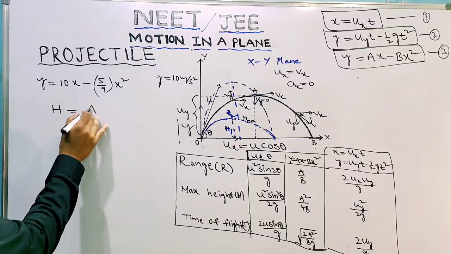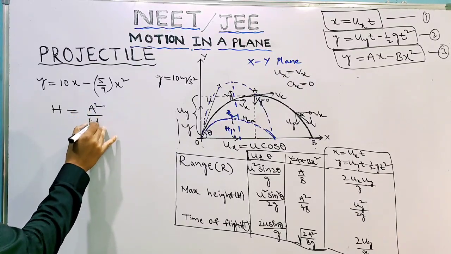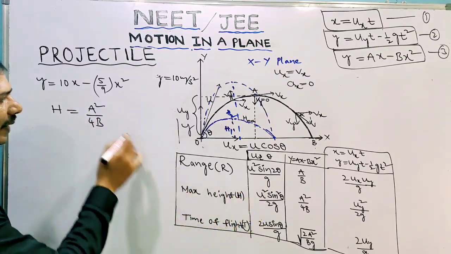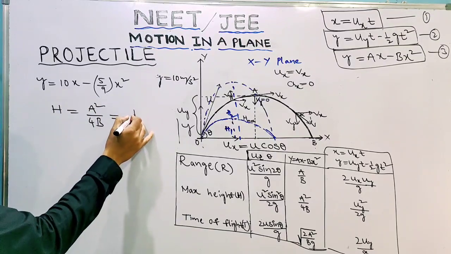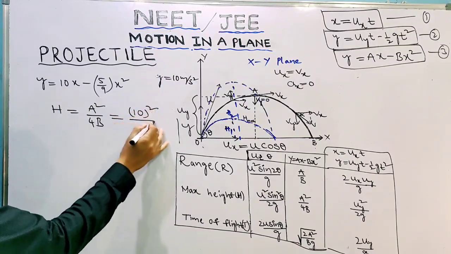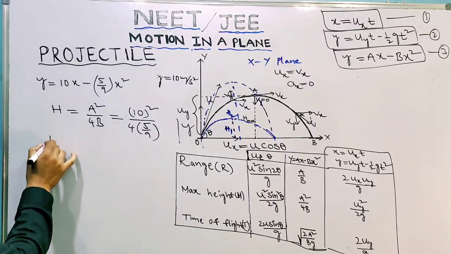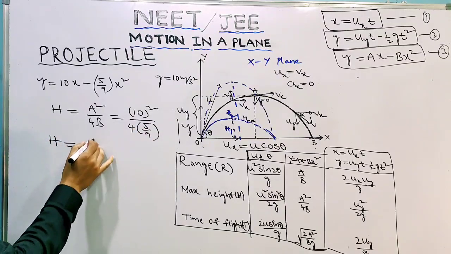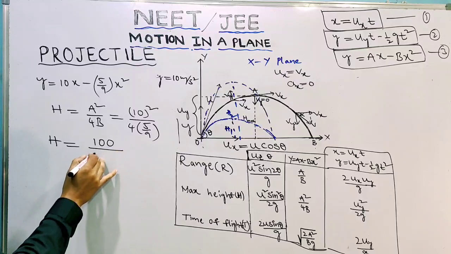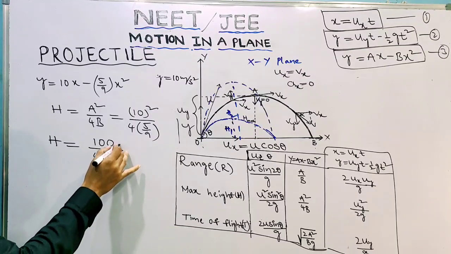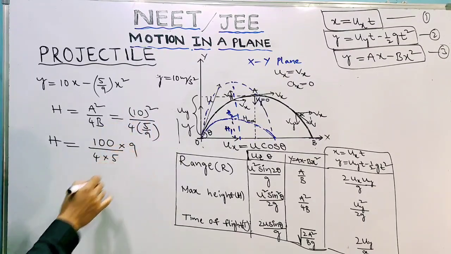Okay, a square by 4b. A square, a is what? 10. 10 square by 4b, 4 into 5 by 9. Okay, h max is equal to 10 square, which is 100, by 4 into 5. This 9 goes to the numerator.